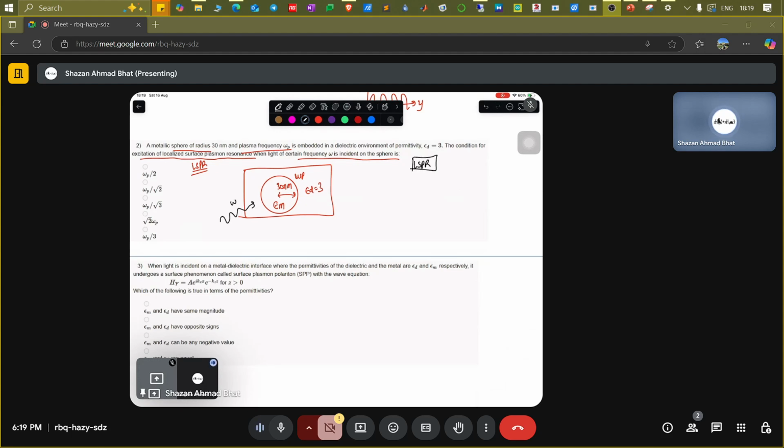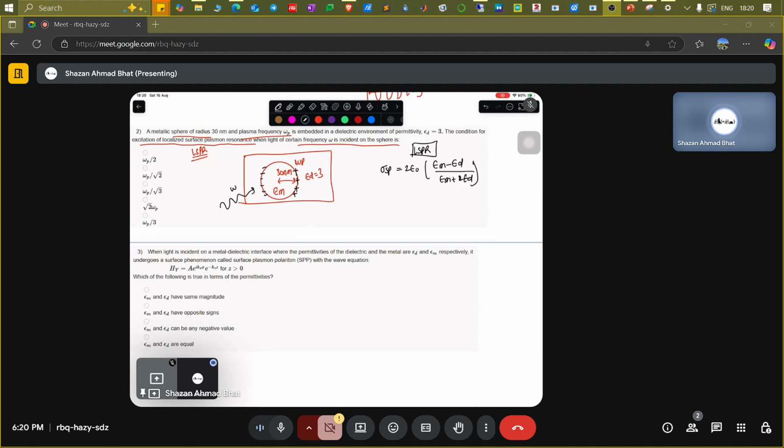So we know that sigma sp, the induced charge density, we have computed it to be twice epsilon naught, epsilon metal minus epsilon dielectric divided by epsilon metal plus twice epsilon dielectric. That we have computed. Now what we can do, for the resonance to happen, epsilon metal plus twice epsilon dielectric should go to 0.